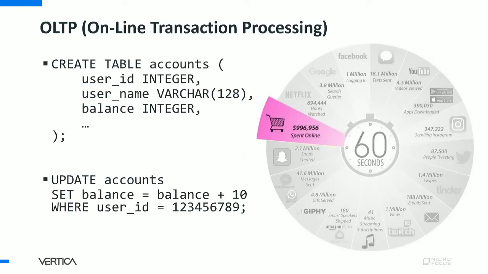This example on the slide is typical of an OLTP workload. We have a table account, such as for a bank, which tracks information for each of the bank's clients. An update query, like the one depicted here, might be run whenever a user deposits $10 into their bank account.